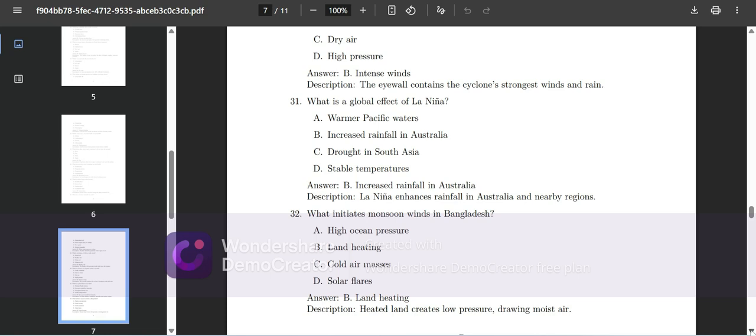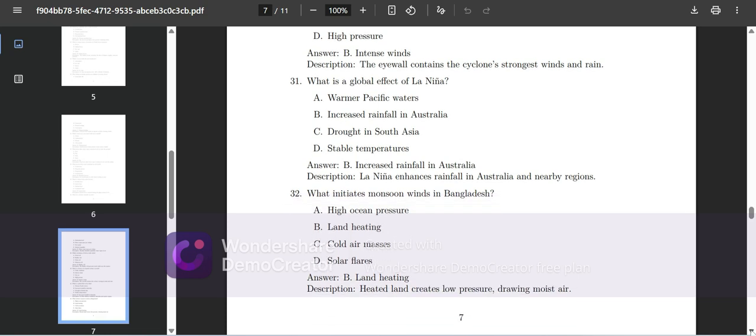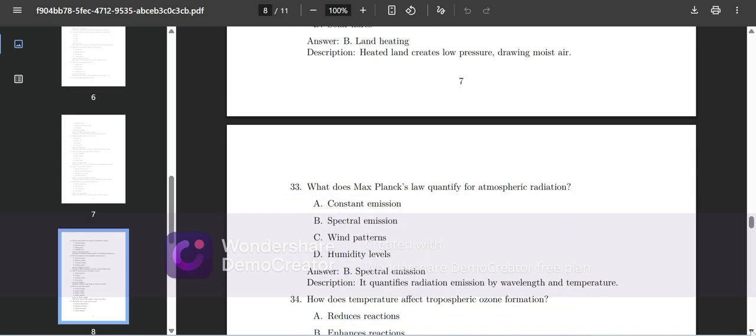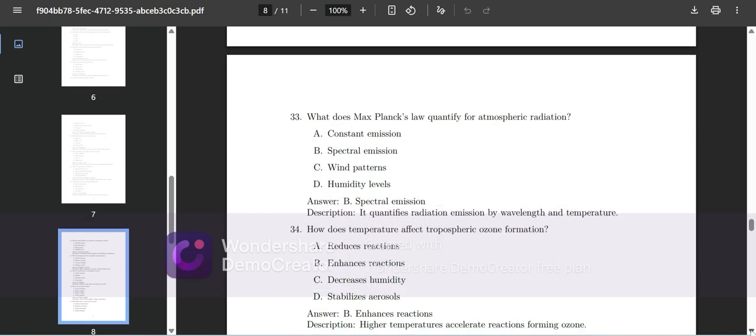What initiates monsoon winds in Bangladesh? Land heating. Heated land creates low pressure, drawing moist air. What does Max Planck's law quantify for atmospheric radiation? Spectral emissions. It quantifies radiation emissions by wavelength and temperature.